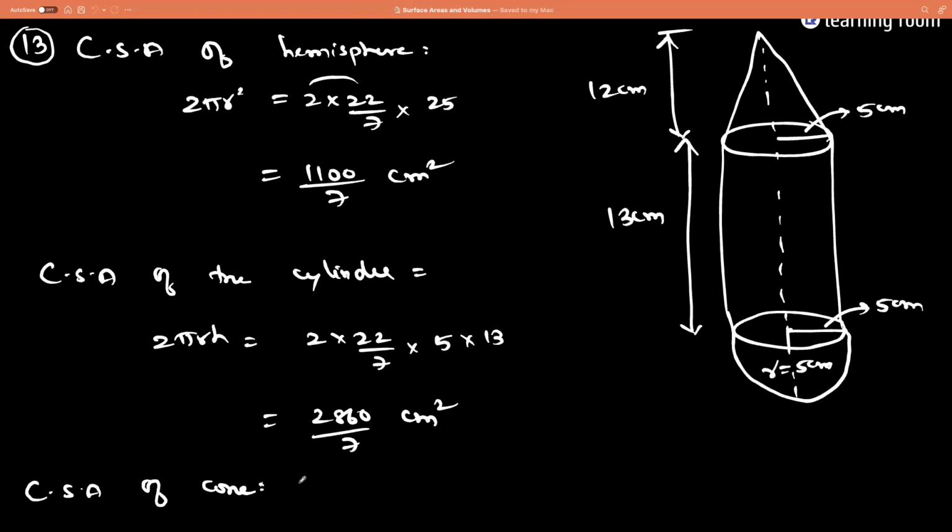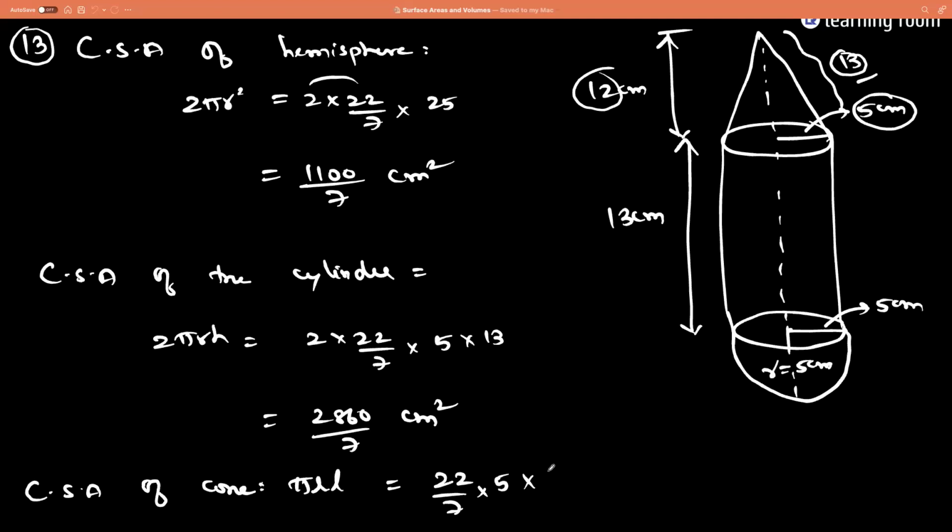Right? It is going to be pi into R into L. That is 22 by 7 into R, which is 5, into... how to find the slant height? Slant height will be 13 because 5, 12 and 13 are Pythagorean triplets, into 13. So when you multiply everything, you are going to get the answer as 1430 divided by 7 centimeters square.